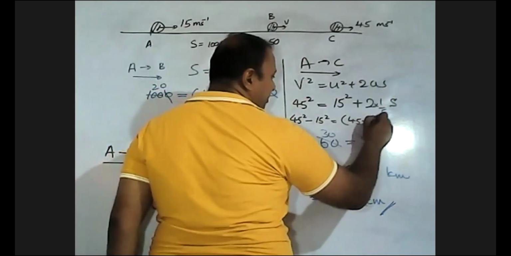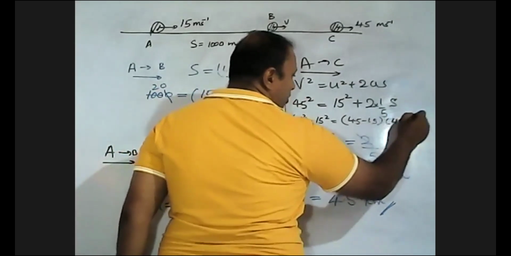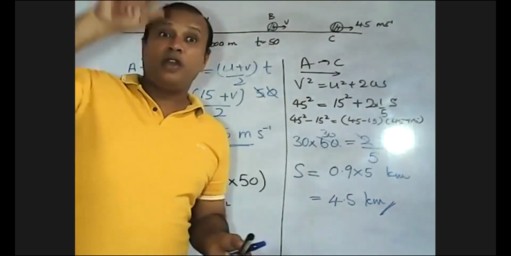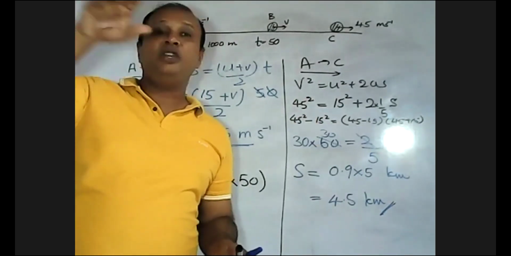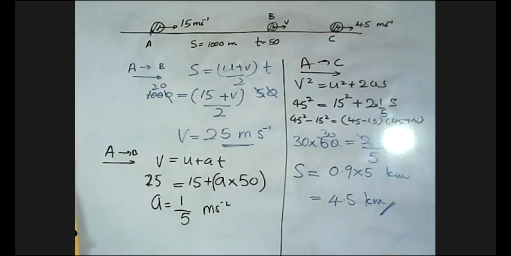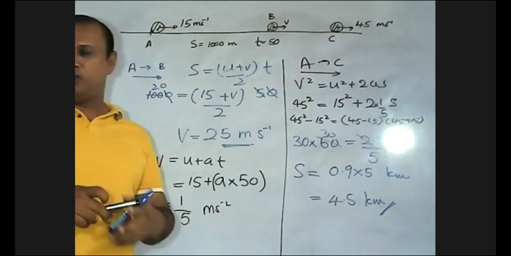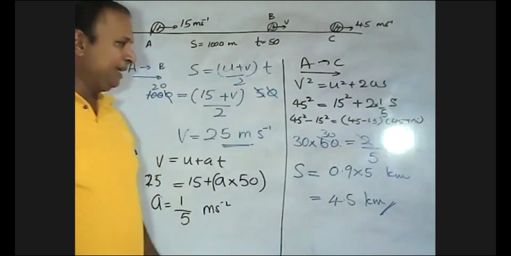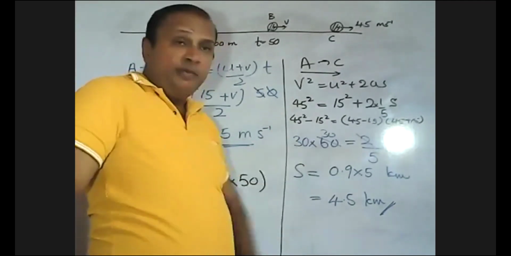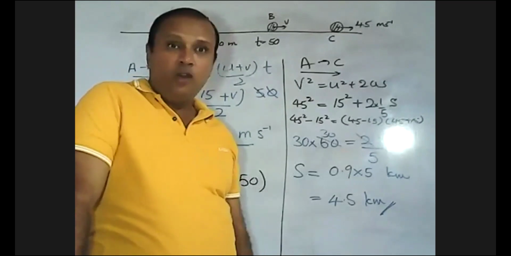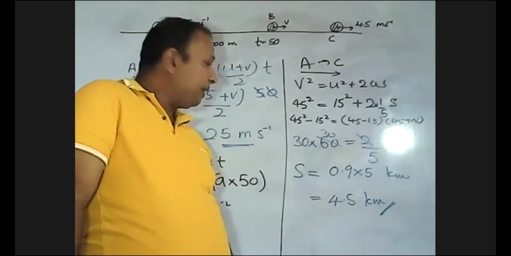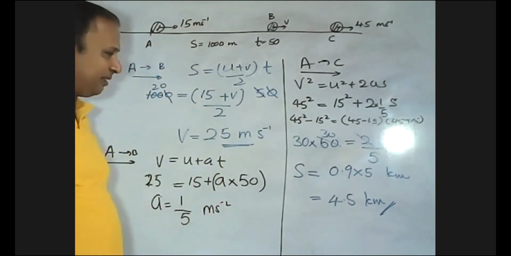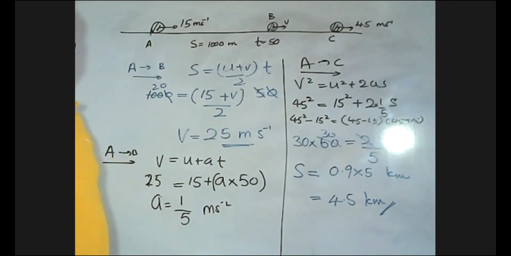45 minus 15 into 45 plus 15. Difference of squares. A squared minus B squared means A minus B into A plus B. You can simplify that using your mind. Clear? Then 30 into 30 means 900. 900 meters means 0.9 kilometer. Clear?